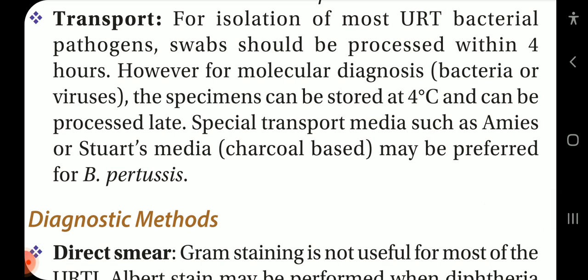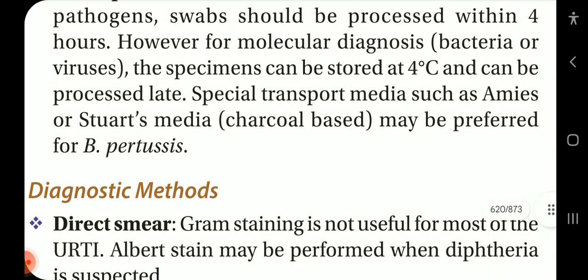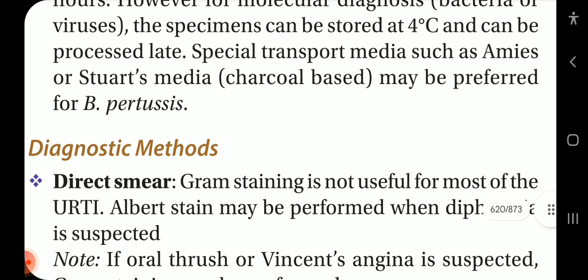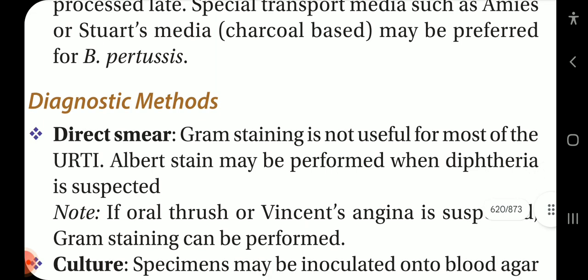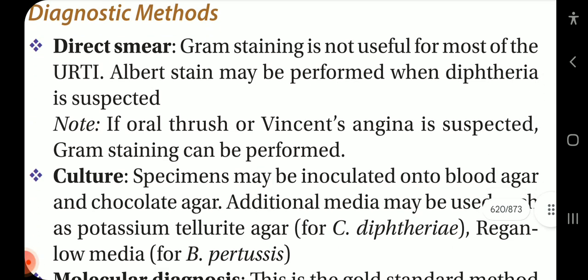Transport: for isolation of most URT bacterial pathogens, the swab should be processed within 4 hours. However, for molecular diagnosis of bacteria or viruses, the specimen can be stored at 4 degrees Celsius and processed later. Special transport media such as Amies or Stuart's media, charcoal based, may be preferred for Bordetella pertussis.